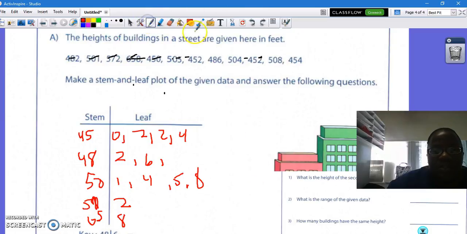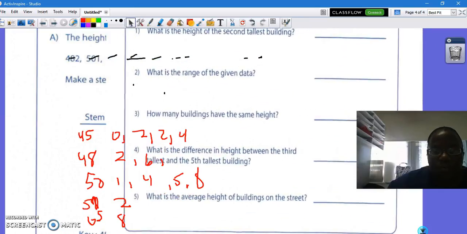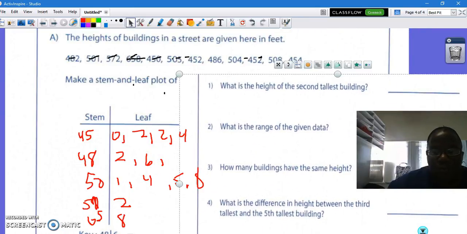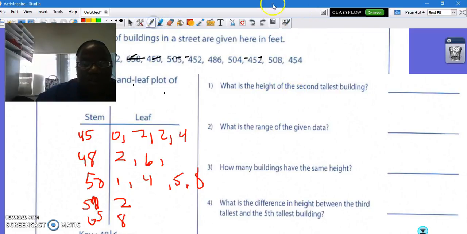Okay, so question number 1 says, what is the height of the second tallest building? Well, what is the height of the second tallest building? The tallest building, as you can see, is 658. Okay? So the second tallest must be this one, 572.